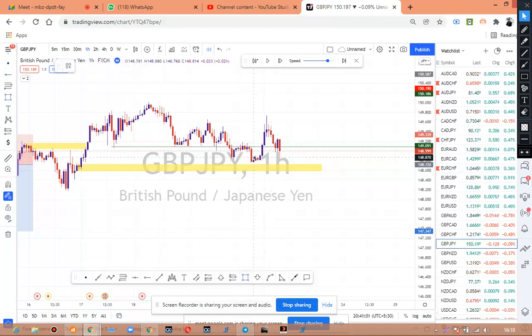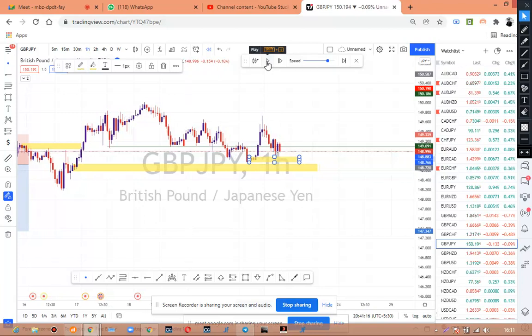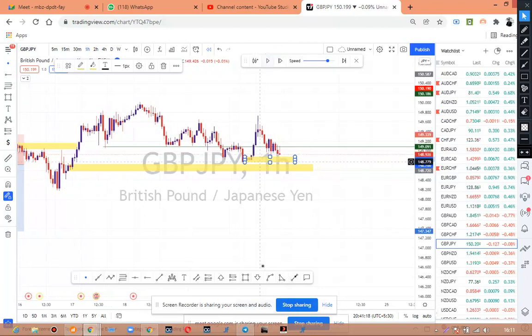Now we have a new demand zone around here. That should be our entry. We can see rejection, so let me see the next candle. Okay, let's say I enter a buy trade here.